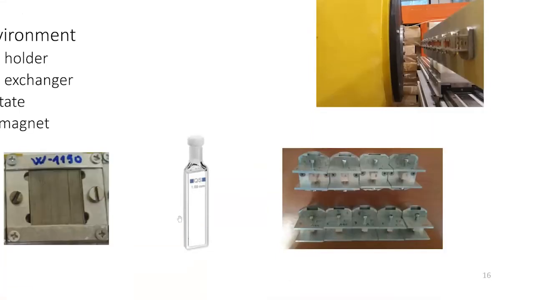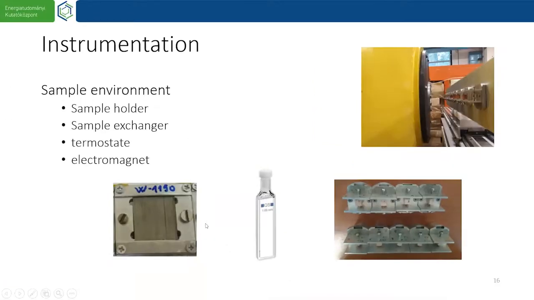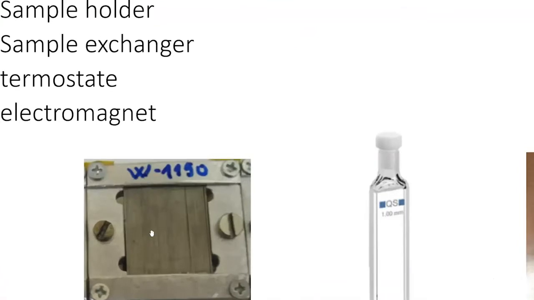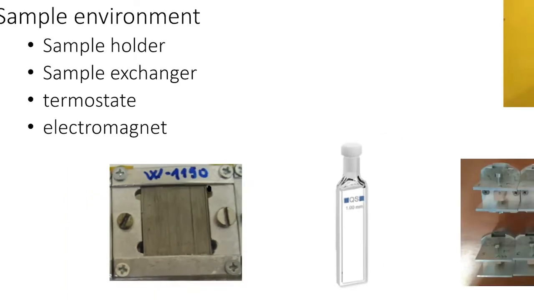Samples can be of various shapes or various types. For example, solid samples. These gray things are a set of wires. They are a set of tungsten wires which are subjected to a temperature treatment of 1150 degrees Celsius. They are wires produced for the bulb industry.